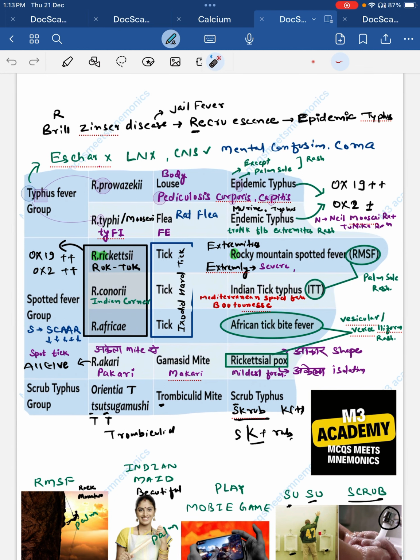Spotted fever group. So you can remember in spotted fever group there is a scar. S for spotted, C for coronary, A for africae, R means rickettsia. So SCAR: C for coronary, africae and rickettsia are the members of the spotted fever group.